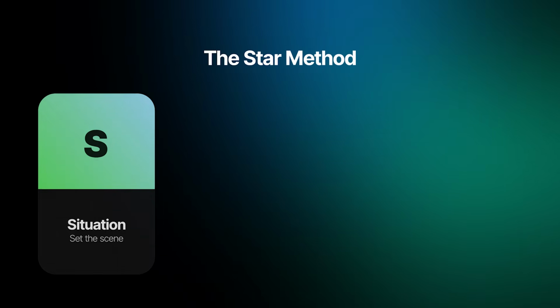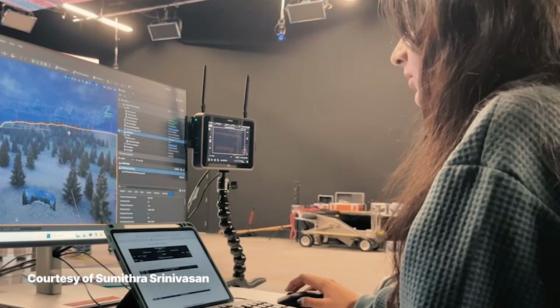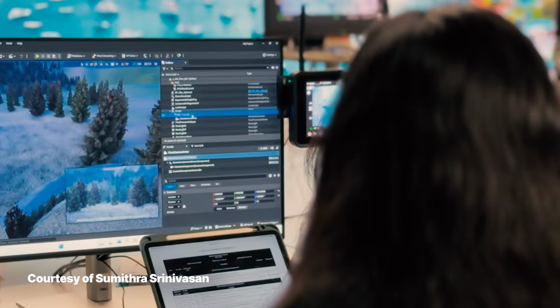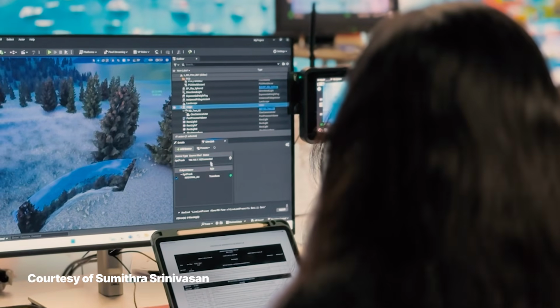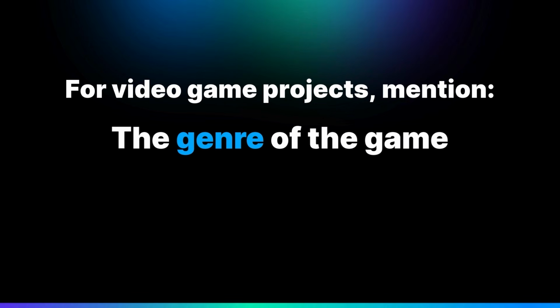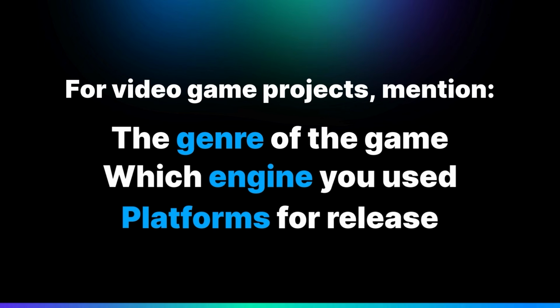It consists of 4 steps. And the first step is the S, that stands for situation. So here, what you want to do is provide a little bit of context of the project that you're going to be talking about. So for example, if it's a video game, you can mention the genre, you can also mention the engine that you are using and the platform or platforms where the game was going to be released.